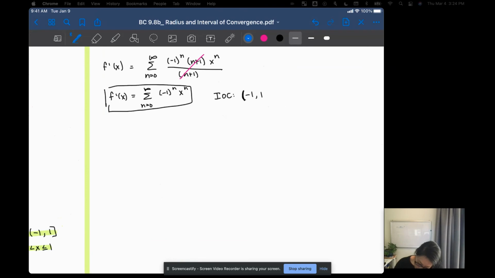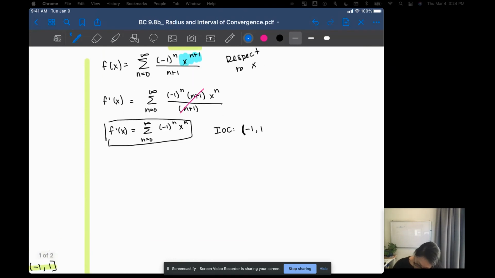Okay, so I'm going to test x equals 1. So I'm going to have the sum from n equals 0 to infinity of negative 1 to the n times 1 to the n. So I'm just replacing this x with 1. So 1 to the n is always going to be positive. So I just have the sum from n equals 0 of negative 1 to the n.